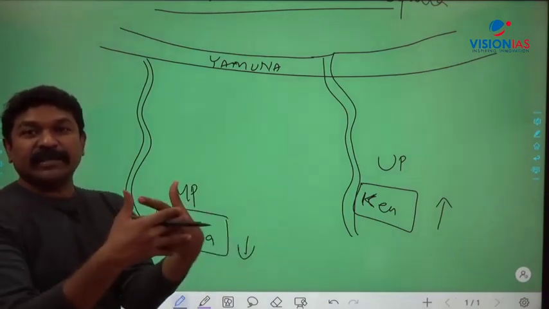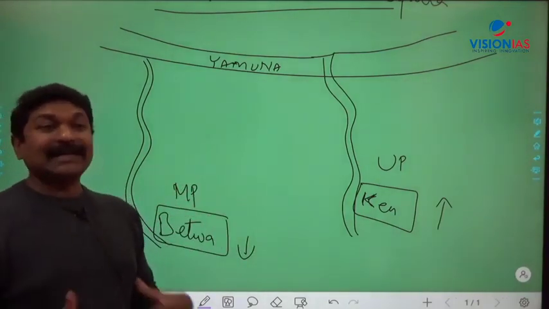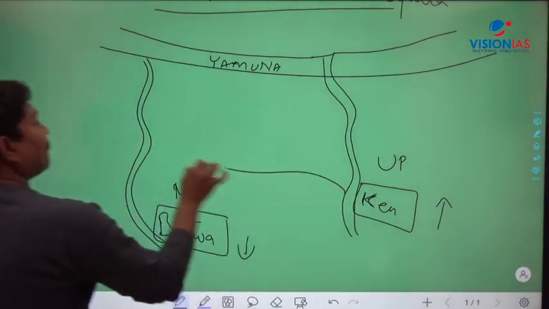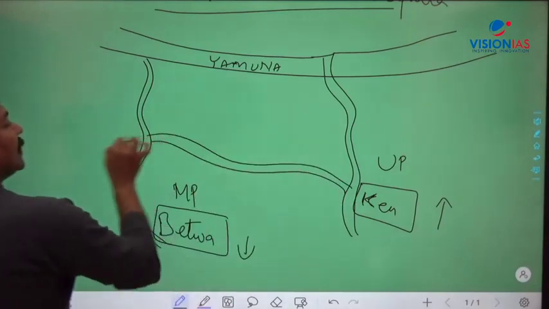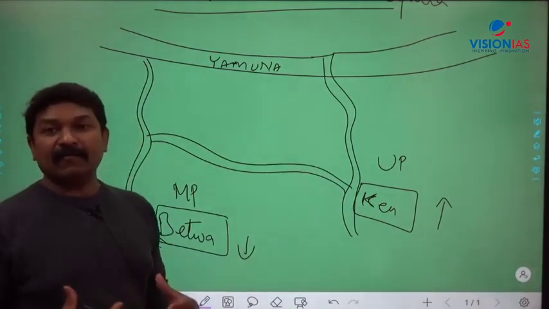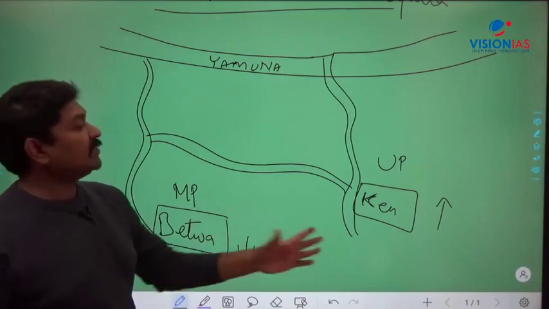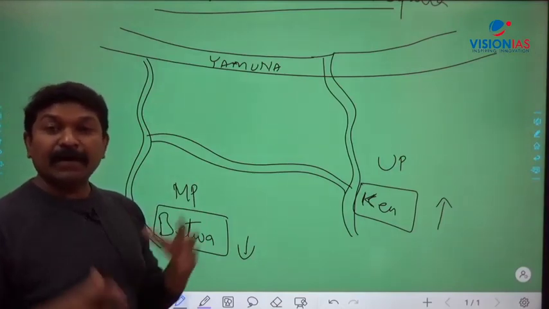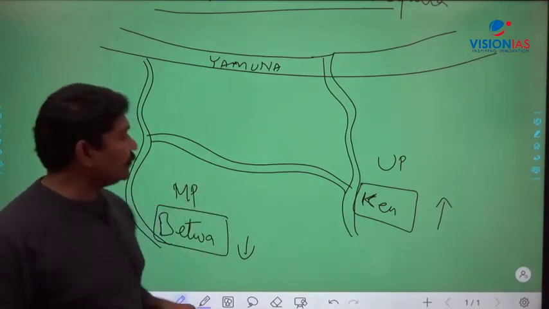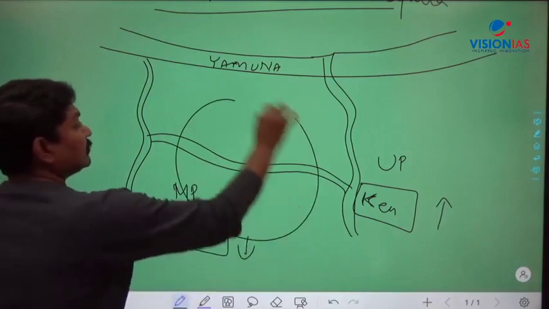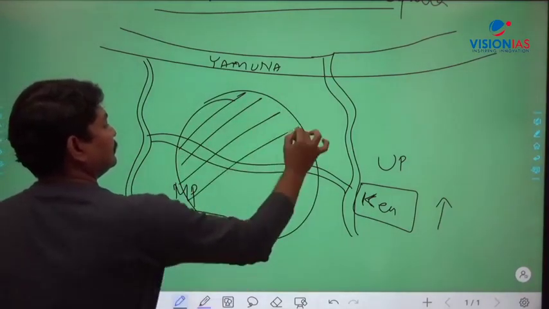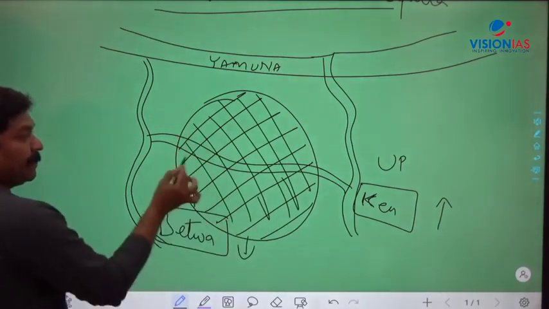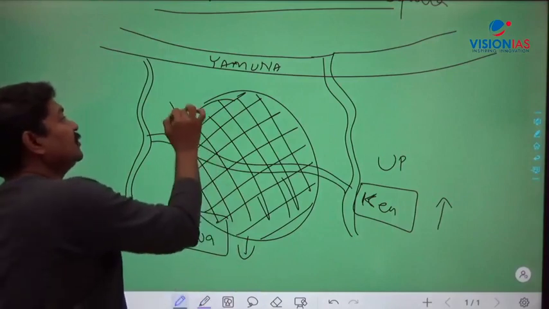Therefore, the two states came to an agreement: let us control the floods there, let us control the droughts there. How? By connecting a canal like this, a man-made canal. Whenever a man-made canal is constructed, the surplus water can be sent into the Betwa. This is the plan. But what came as the biggest problem? The problem is this area. What is this area? This is the Panna Biosphere Reserve.